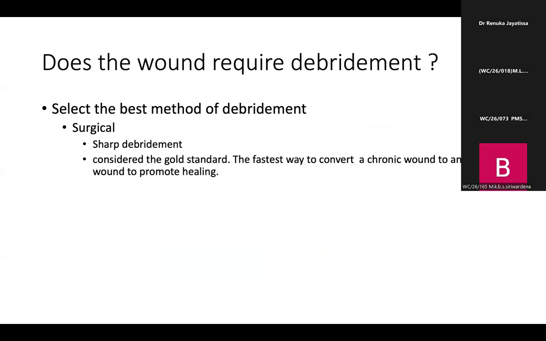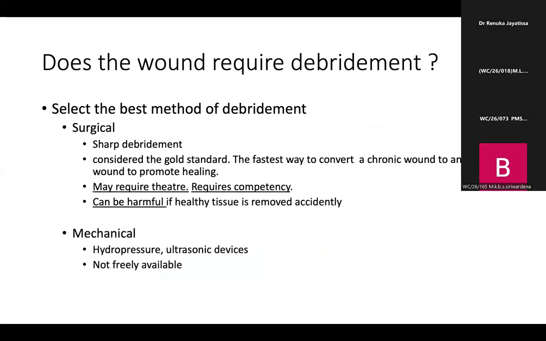Now, this may be the gold standard. It may be the fastest way of doing this, but the problem is it requires competency. Not everybody can do it properly. If you don't do it carefully, you might actually do more harm. No one can debride only the bad tissue. It's never ever going to happen. Anybody who debrides, even the best surgeon, will always either remove less or remove more. So surgery, while very important, is not something you want to be doing at every single visit, because then you'll be doing more harm than good.